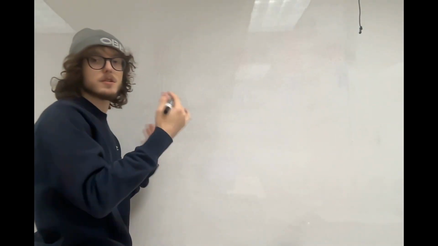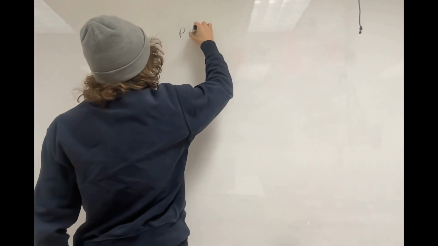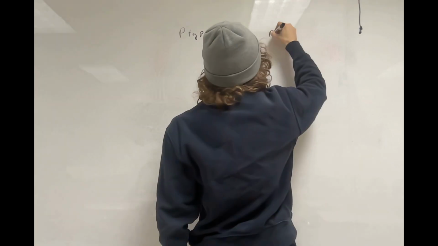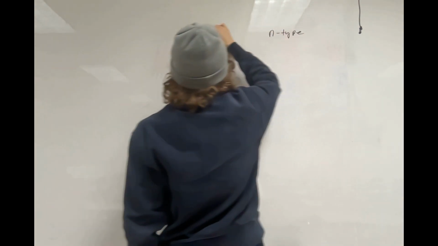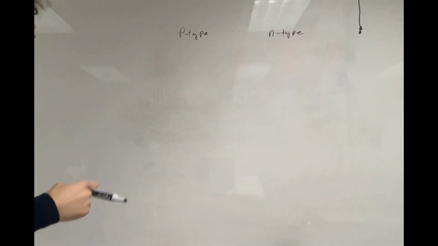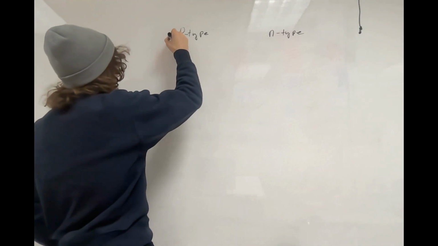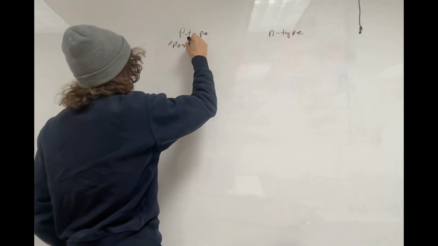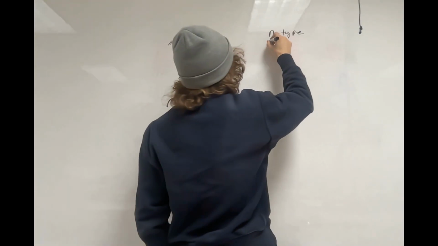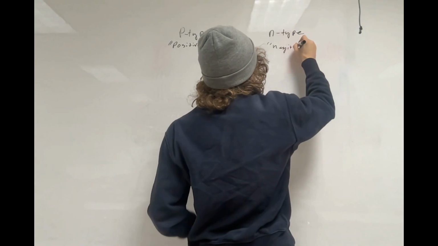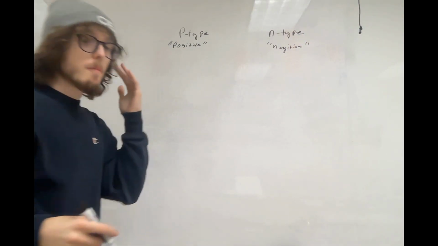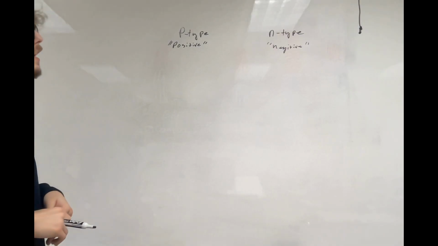Okay, so we have two kinds of semiconductors, and my notes fell down. I want to make sure I have those. We have a P-type semiconductor. We also have an N-type. Okay? So what's the difference? Well, P stands for positive type, and N stands for negative type. And it comes from how many valence electrons are in that semiconductor.